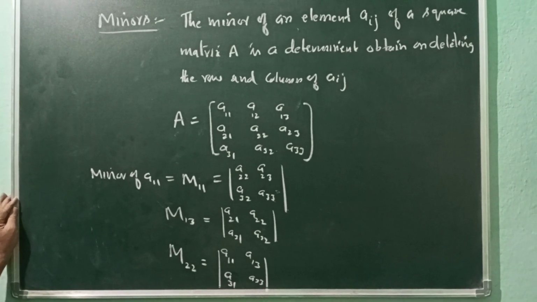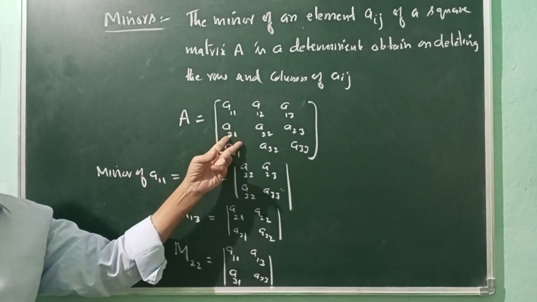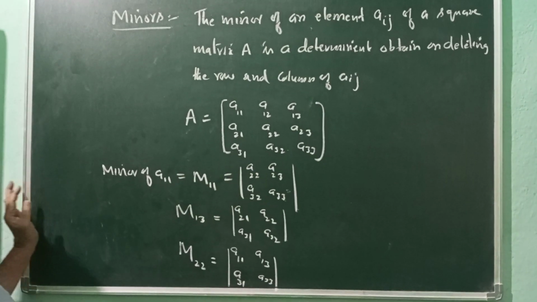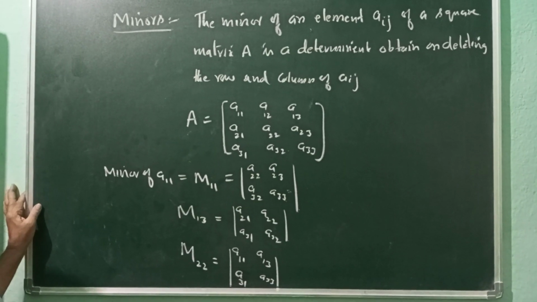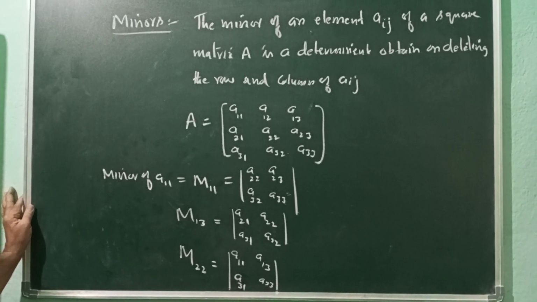Here one thing we note, that if the given matrix is of order 3, then the minor has order 2. That is, the minor always has order one less than the order of the given matrix. So these are all about the minors.